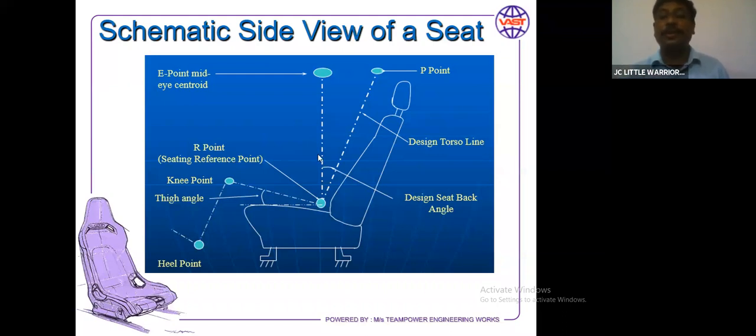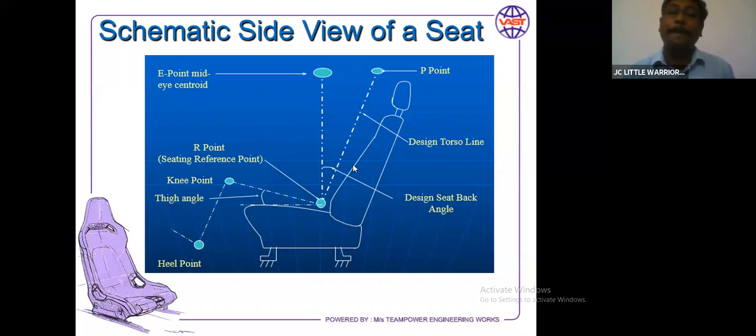This is the back, and this is known as the seat back angle. With this vertical, whatever the angle it is, it varies. Sometimes they say 90 degrees, or sometimes 20 degrees or 23 degrees. From 17 to 23, you can expect any angle. So this is the seat back angle.